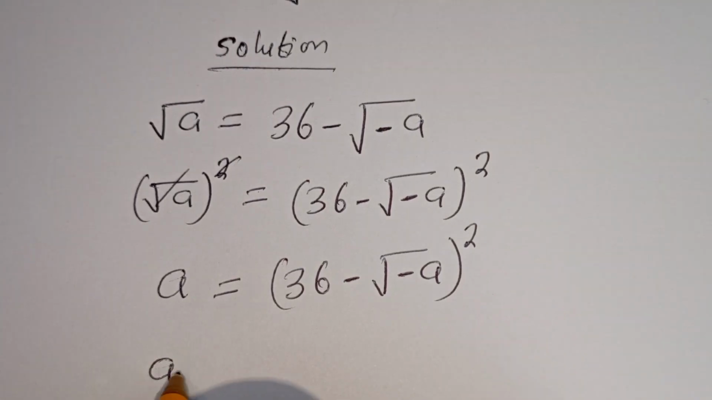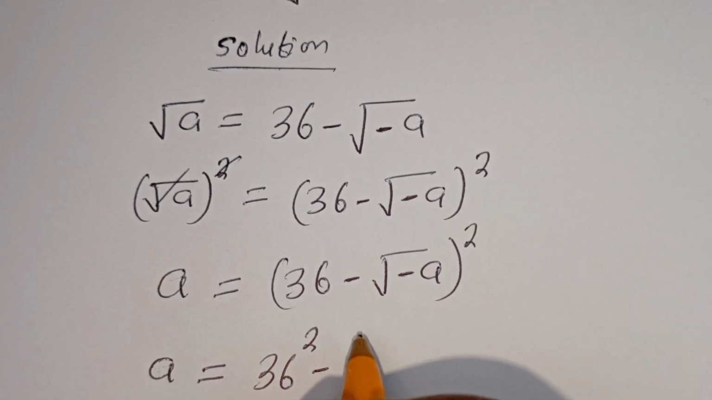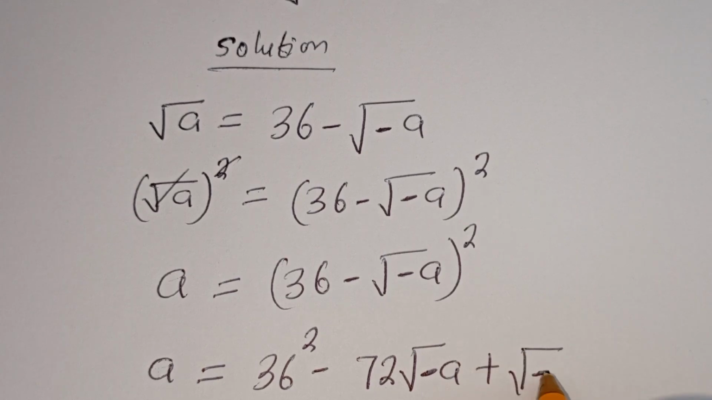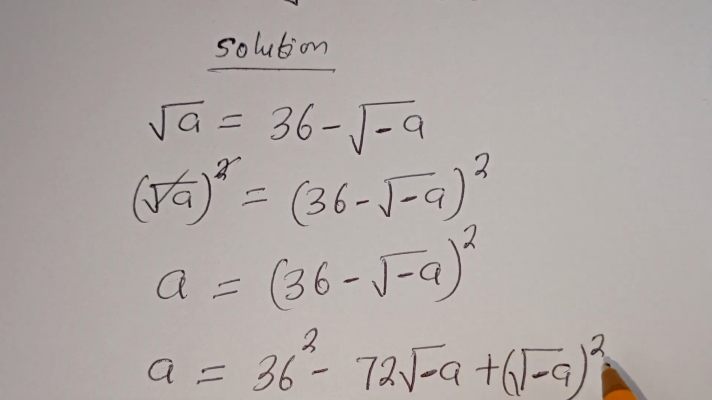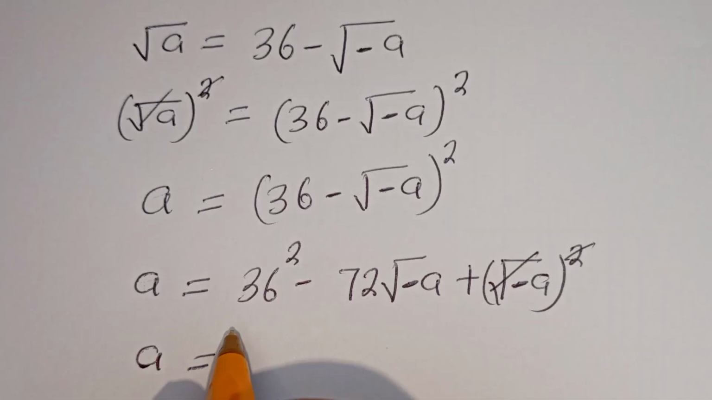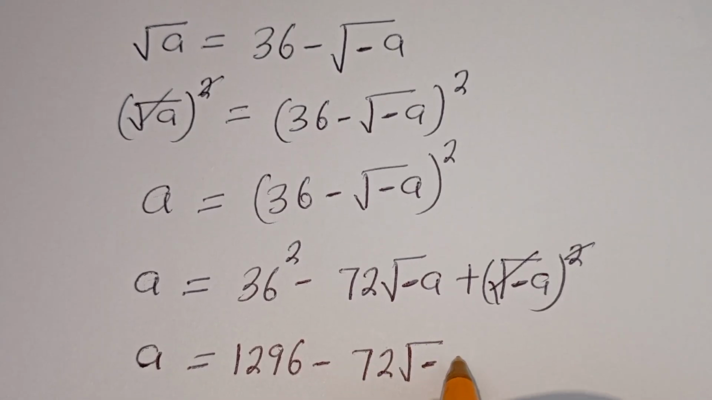Then here we have a is equal to 36 squared minus 72 square root of minus a plus square root of minus a squared. This will cancel this. Then we have a is equal to 36 squared, that is 1296, minus 72 square root of minus a, minus a.